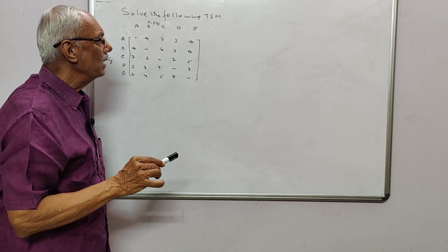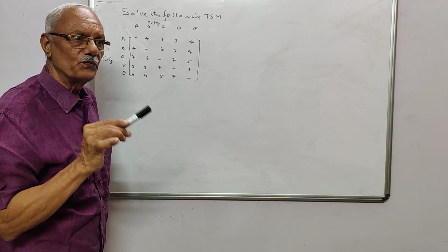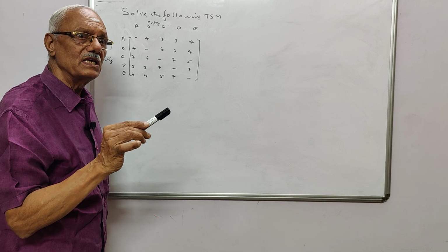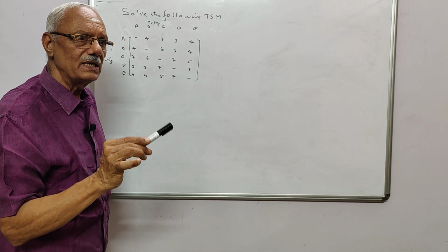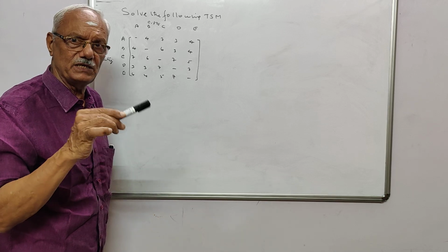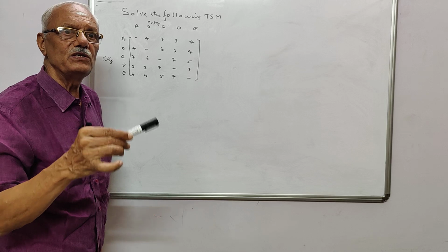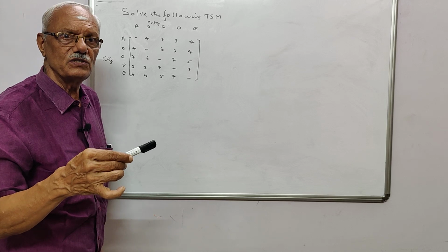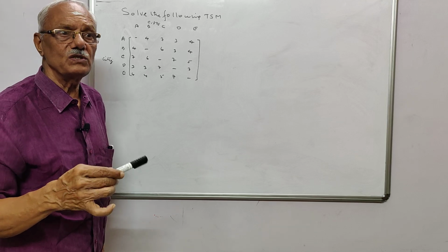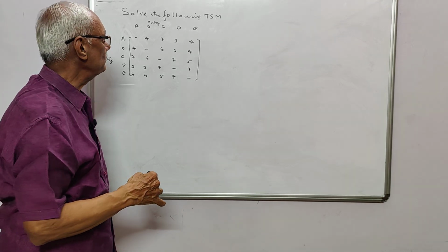Now, the aim of this problem is to find the shortest distance between the cities so that the overall distance covered by the salesman is minimum, and naturally the conveyance expenditure has to come down. So this is the aim of this particular problem.